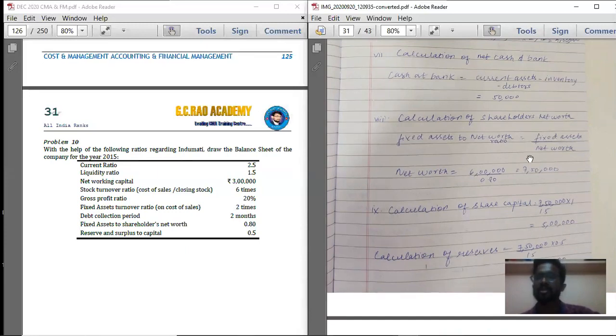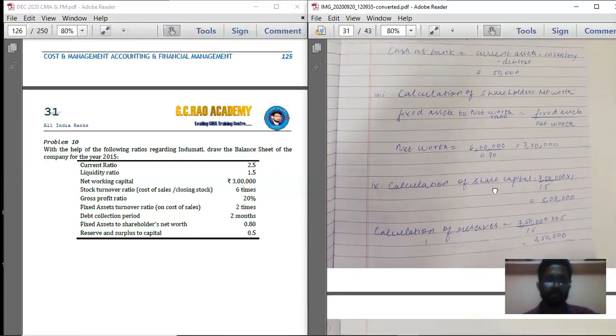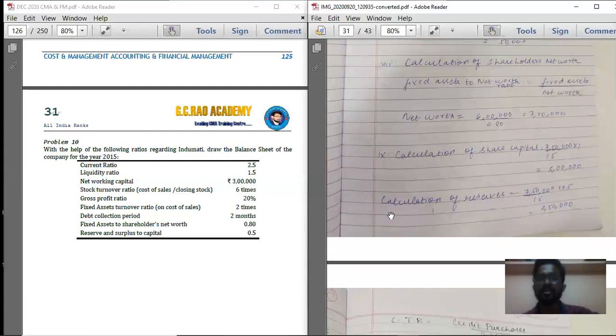Fixed assets to net worth is equal to fixed assets divided by net worth. So if net worth goes to the left hand side, it becomes numerator, and the fixed assets to net worth ratio will become denominator. So net worth is equal to, what is fixed assets? 6 lakh as we found. 6 lakh divided by 0.8 is equal to 7,50,000. So total net worth is 7,50,000.